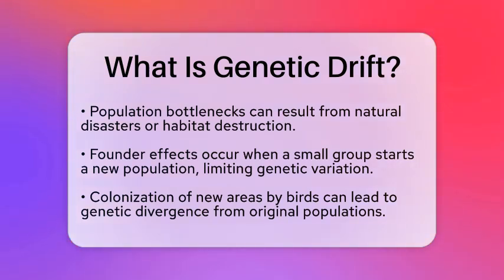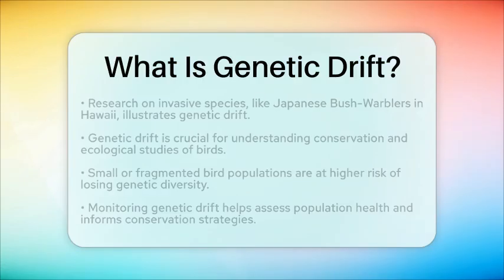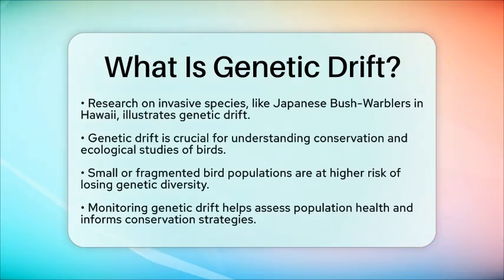Understanding genetic drift is essential for conservation and ecological studies of birds. Small or fragmented populations are more at risk of losing genetic diversity due to drift. This loss can reduce their ability to adapt to environmental changes and increase extinction risks. By monitoring genetic drift, researchers can assess population health and create strategies to maintain genetic variation, such as improving habitat connectivity or supporting population sizes.